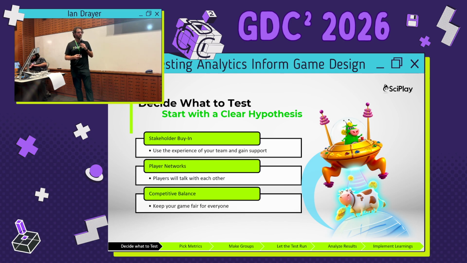Even if you're a single player game, there's still competitive balance issues to understand. These players, if it is single player, they could be speedrunning it, they could be going for a high score. So you have to have some way of understanding how this change is going to affect your competitive balance.